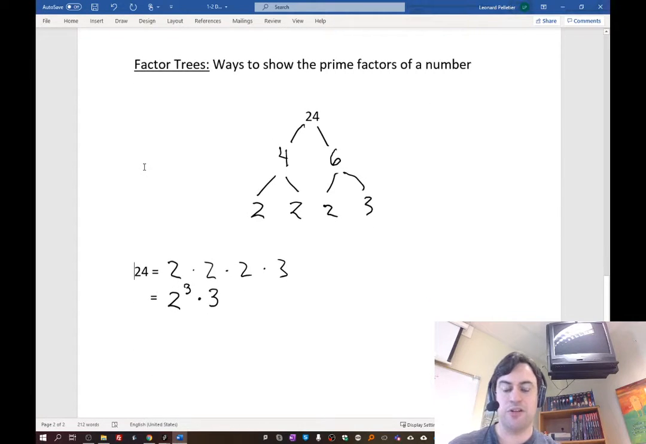In the next video, I'm going to show you how you can use factor trees to find the greatest common factor. And what's the other one? Oh yeah, least common multiple. We'll find the least common multiple. Maybe we'll do this in 2 separate videos.